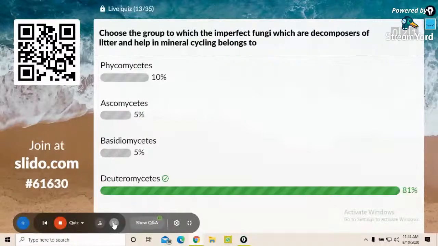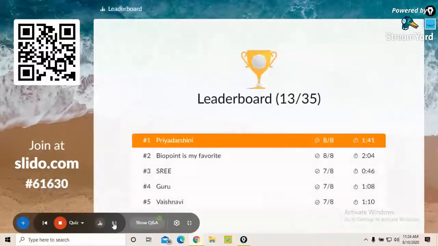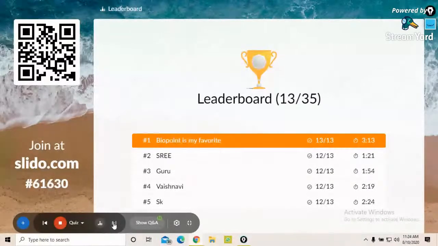14th question on the screen. All are direct questions, and I don't know how you are going to cope up with the 30 to 35th questions. Yes, leaderboard comes up. BioPoint is my favorite, 13 on 13. Sri 12 on 13. Guru 12 on 13. Vaishnavi 12 on 13 and SK with 12 on 13.